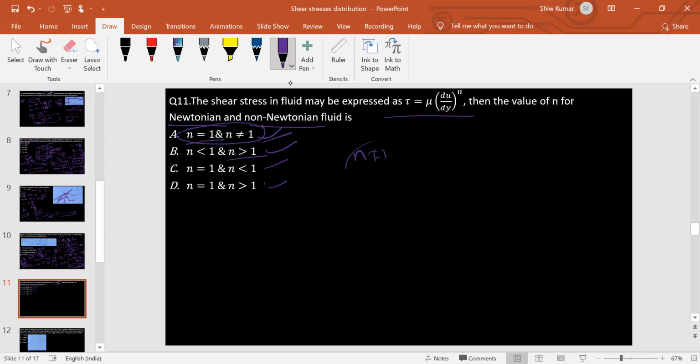Because n cannot be equal to 1 means n could be greater than 1 or n could be less than 1. These two possibilities are there, and I can say that option A is the right answer. From there you can conclude that n is greater than 1 or n is less than 1. If n is greater than 1, that is for some specific fluid like a dilatant fluid, or pseudoplastic fluid.